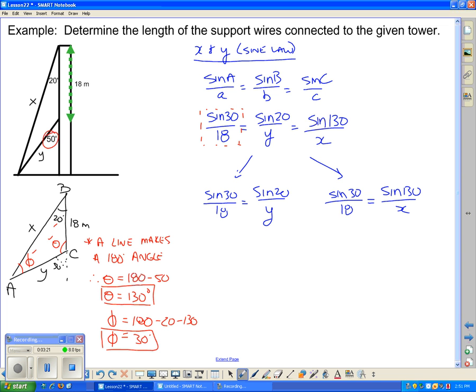Both fractions, the unknown's on the bottom, so I am going to flip the fraction on both sides. Got to make sure you do it on both sides. That's going to allow me to solve. I'm going to multiply both sides by sine 20. So this is looking pretty much the exact same as the previous example at this point. So just using your calculator, we know the cable Y then. So sine 20 times 18 divided by sine 30, 12.3 meters.